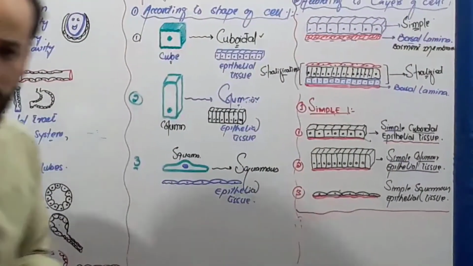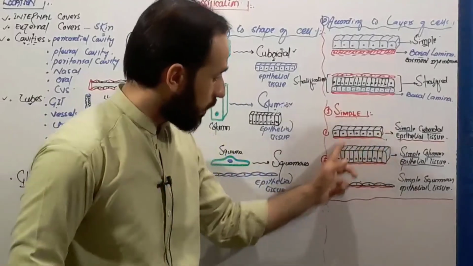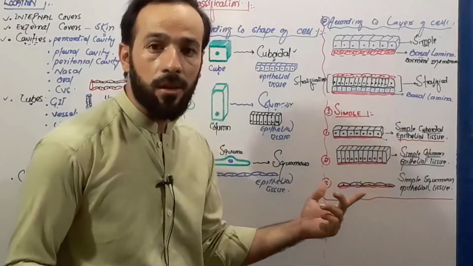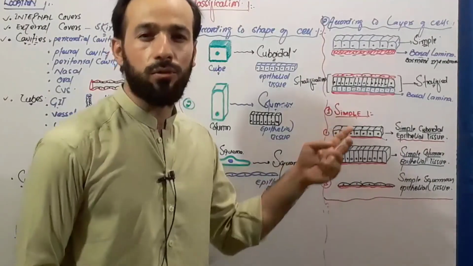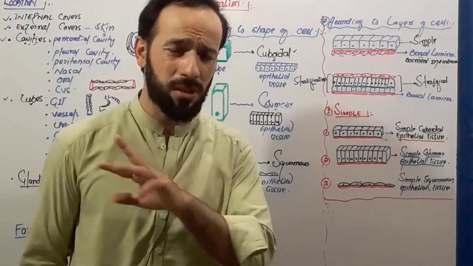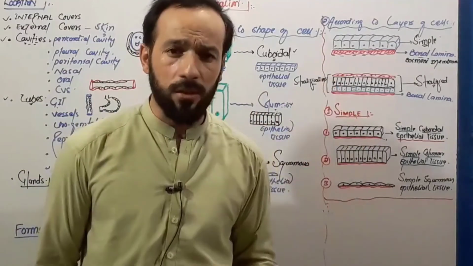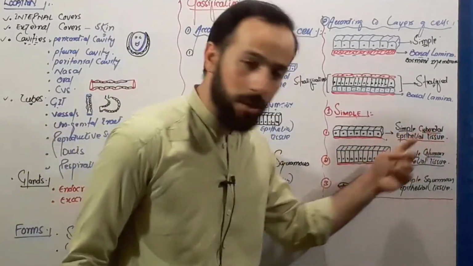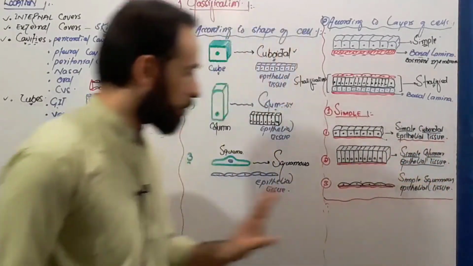How do we classify them? We classify them according to layers. They are simple, only one layer, and according to the shape of the cell. So while classifying the simple epithelial tissue, you have to remember two things. Number one, in simple epithelial tissue there is one layer of the cell. Number two, if you are looking at the cell, what is the shape of the cell? So you will easily name it, right? There is simple cuboidal, there is simple columnar, and then there is simple squamous.